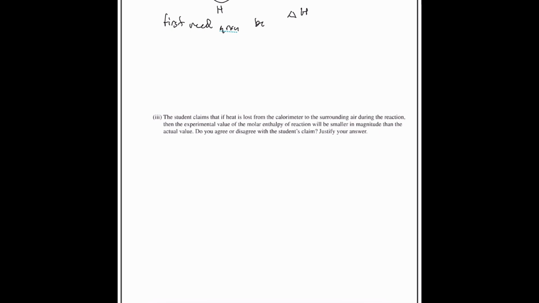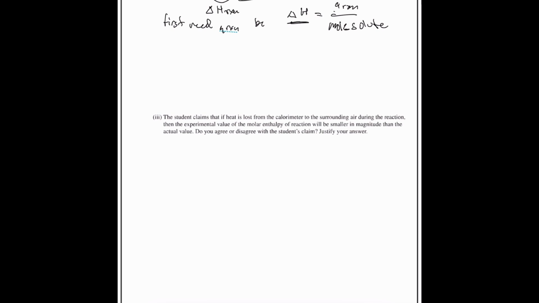Delta H equals Q reaction over moles of solute. Oh yeah, this is the point where my pen actually died, so I had to recharge it. Yep, that's correct. And now how do we get Q reaction?